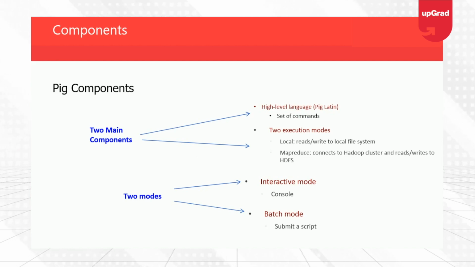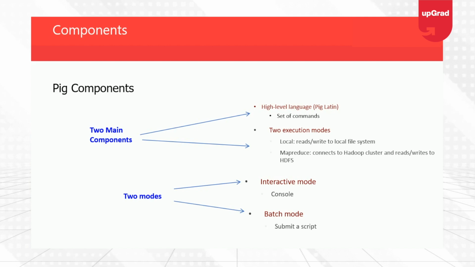Secondly, there are two execution modes in which we can use Apache PIG. One is the local mode and the second is the MapReduce mode. Now, what is the difference? When you execute Apache PIG scripts or commands in local mode, the data which is being manipulated is residing on the local system. So it is not a distributed architecture, it is a standalone single file system.